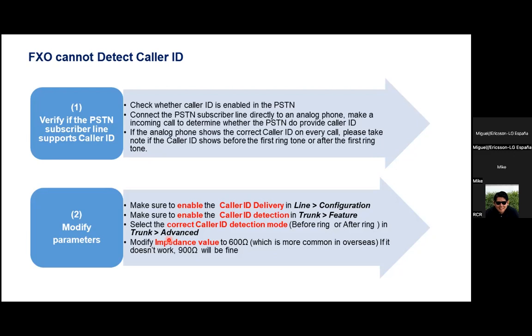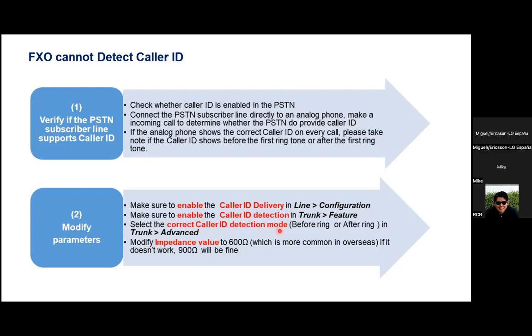Then if it provides caller ID, you need to notice when the caller ID shows. Is it before the first ring or after the first ring? We really need to do that because we need this information to set on our device. So on our device, you need to enable the caller ID delivery on the line configuration, the caller ID detection on the trunk feature, and of course, select the correct caller ID detection mode.